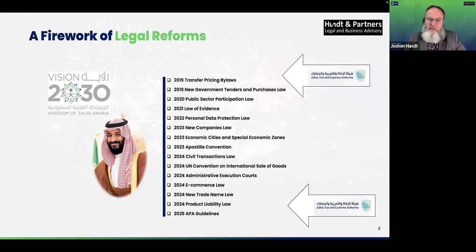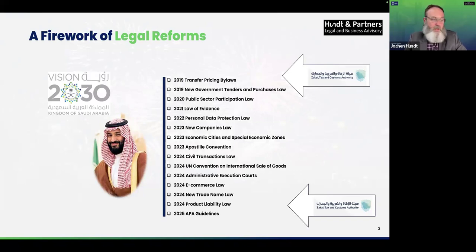And then you have, of course, a lot of reforms in the judiciary. You have international standards like the International Convention on Sale of Goods. You have the Apostille Convention. You have also a lot of streamlining and bringing the legal system in line with international best practices.